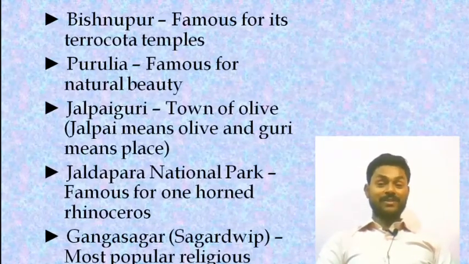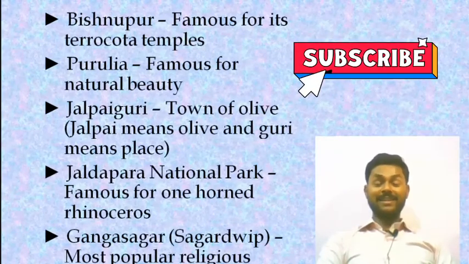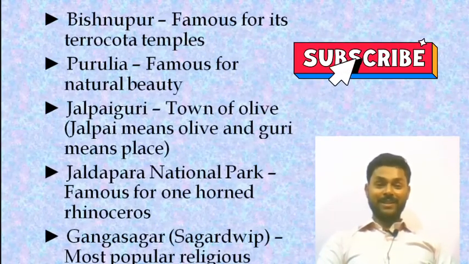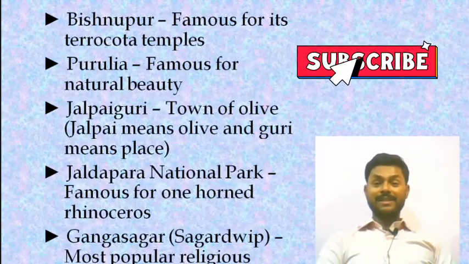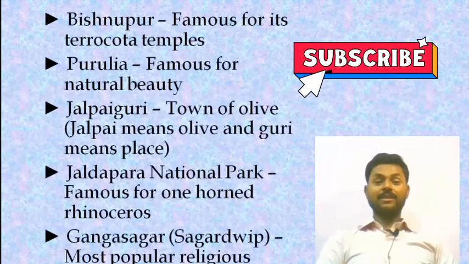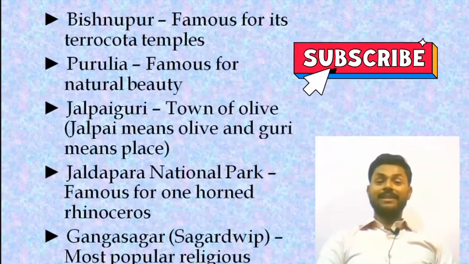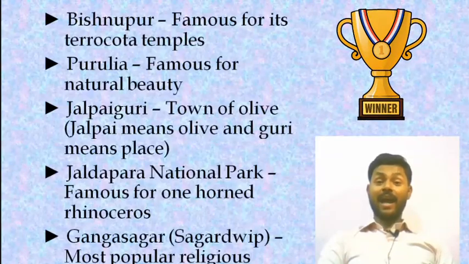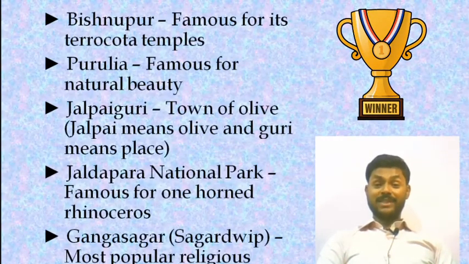And the next tourist place of West Bengal is Ganga Sagar, or you can say Sagar Dweep. Ganga Sagar or Sagar Dweep is the most popular religious place of West Bengal. It is known as the heaven of West Bengal.